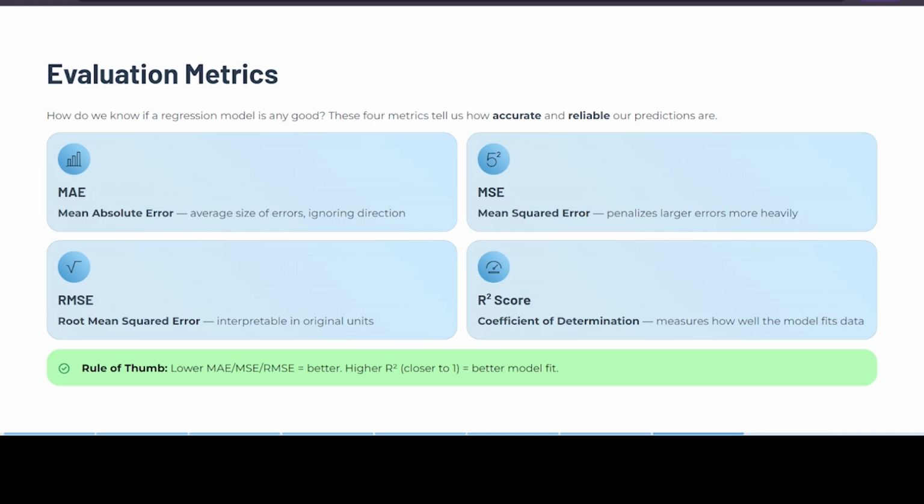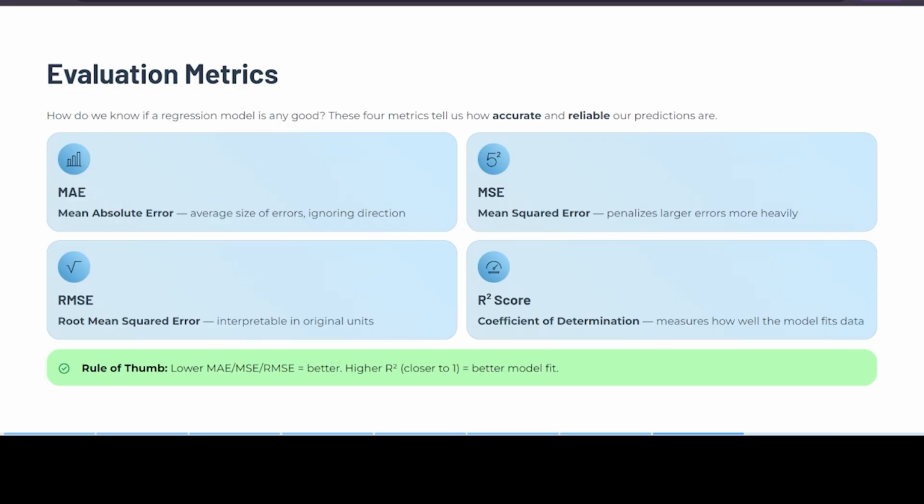R square means coefficient of determination. That means it measures how well the model is able to fit the data. Okay, so the closer R square is to 1, the better the model fit. R square is the widely used metric for a better model evaluation.